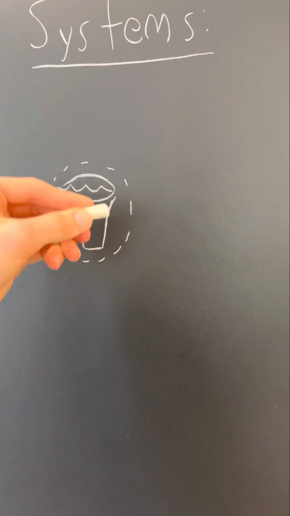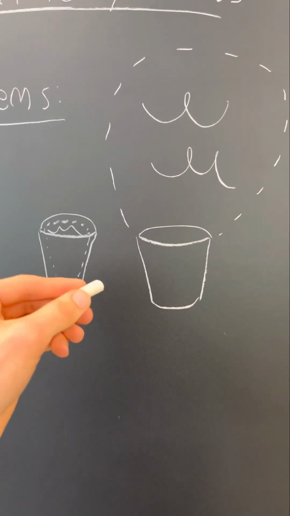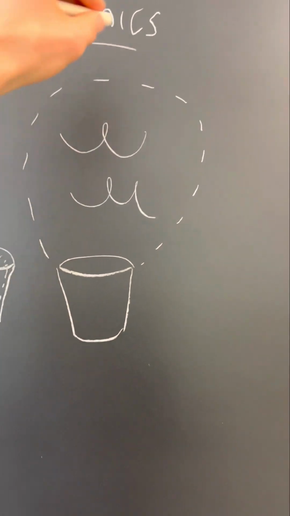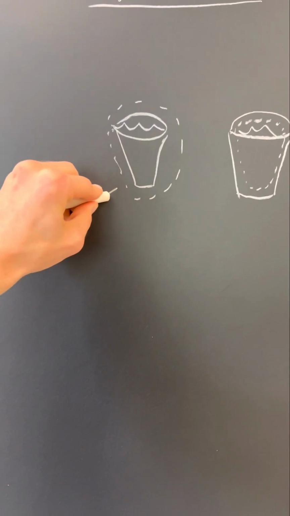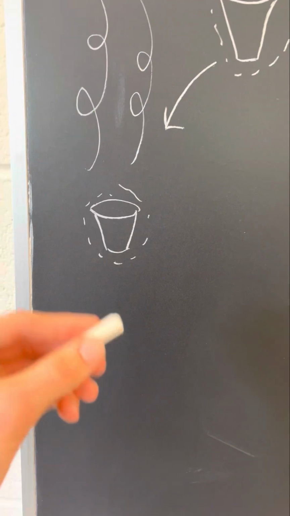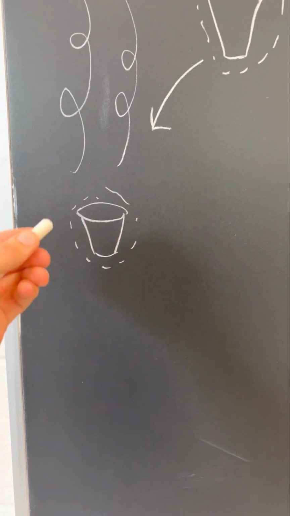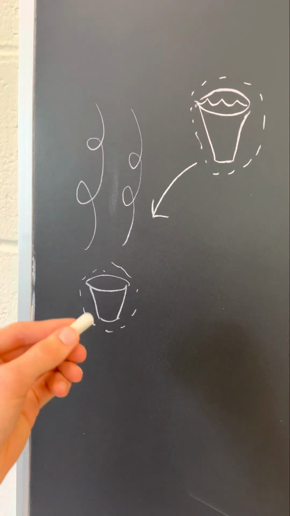My system could be this cup of water. My system could also be just the water in the cup. That means if the water were to boil, then my system would actually be all of the water vapor still. In the case of this cup, then once the water boils, there's just no water in the cup anymore. So I would say, oh my gosh, the mass of my system just decreased because there's no more water in there. And this gets into properties of the system.